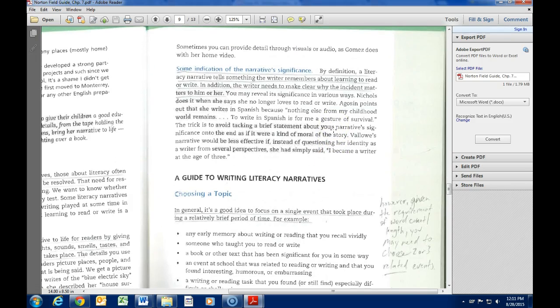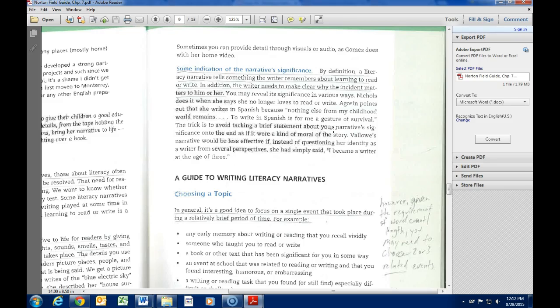Some indication of the narrative's significance. By definition, a literacy narrative tells something the writer remembers about learning to read or write or use language. In addition, the writer needs to make clear why the incident matters to him or her. And that is one of the most important parts. All three of these are important: a well-told story, vivid detail, and narrative significance. Why are the literacy narrative events that you are writing about, why are they important to you?